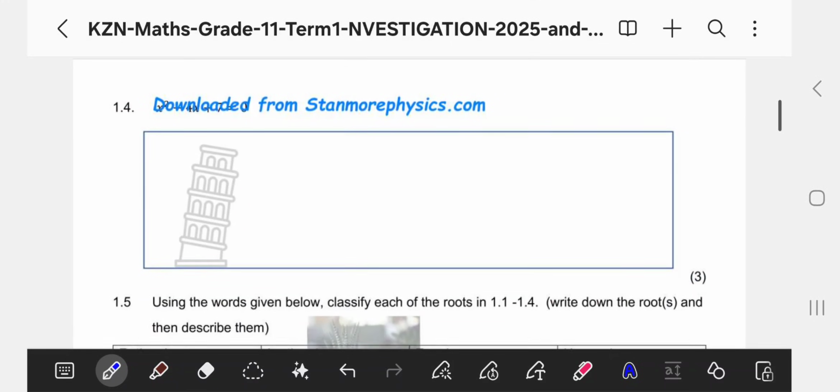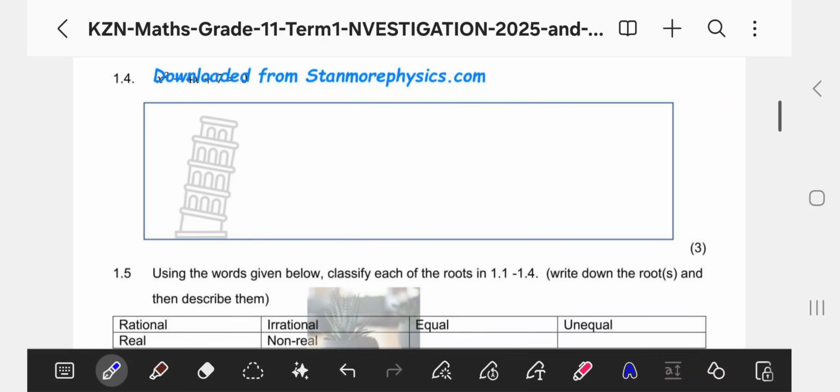Let's go on to question 4. I noticed that this watermark is blocking the question, but it is actually x squared minus 4x plus 7 is equal to 0.